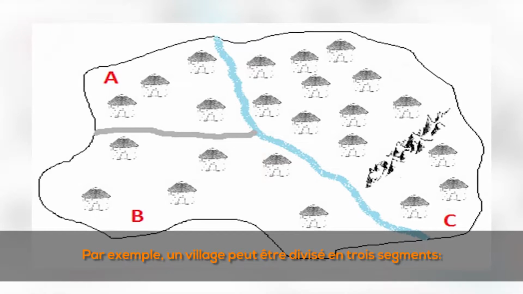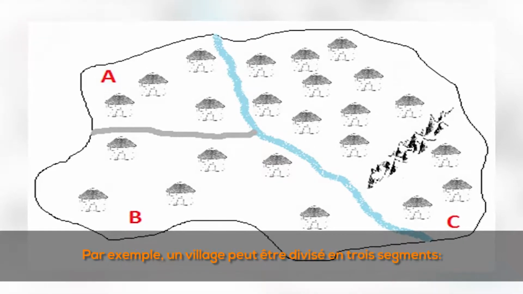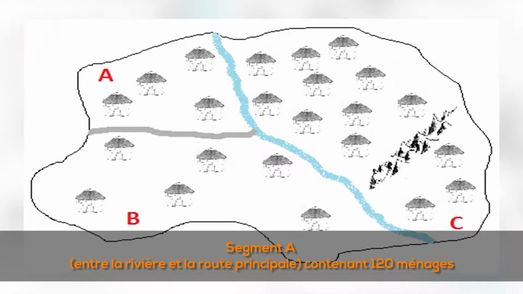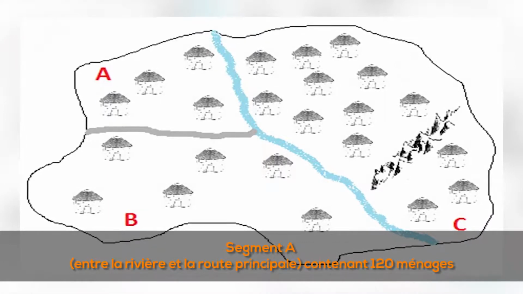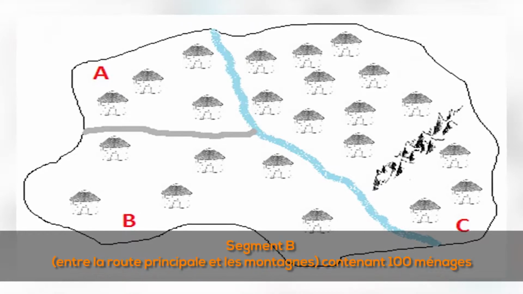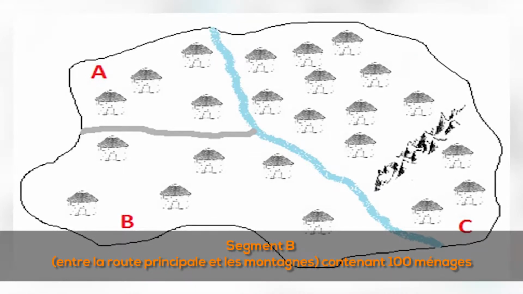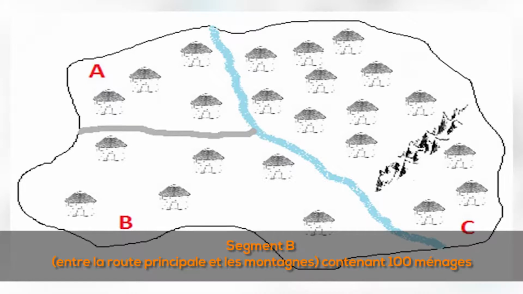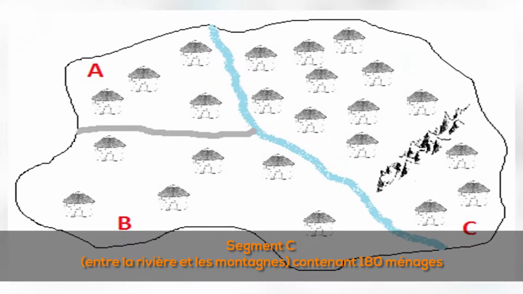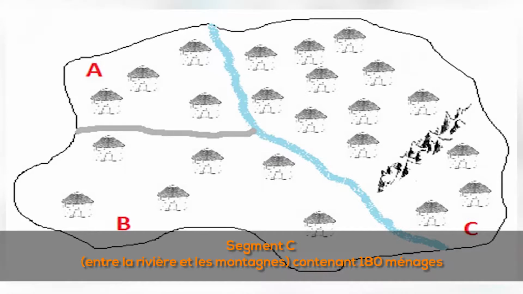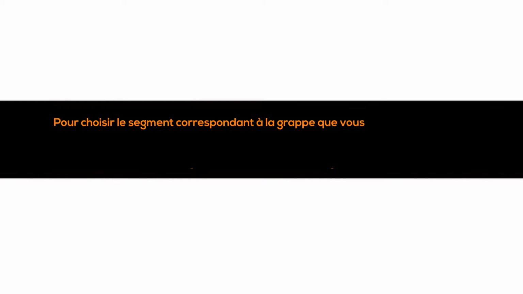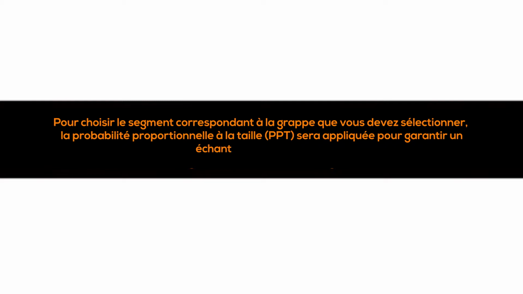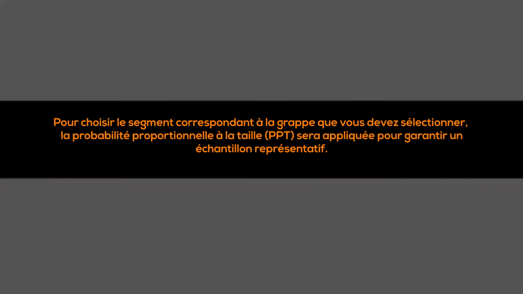For example, one village can be divided into 3 segments. Segment A, between the river and main road, containing 120 households. Segment B, between the main road and the mountains, containing 100 households. Segment C, between the river and mountains, containing 180 households. To choose which segment will correspond to the cluster to sample, probability proportional to size, PPS, will be applied to ensure a representative sample.